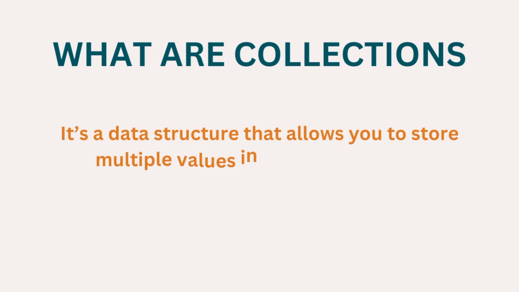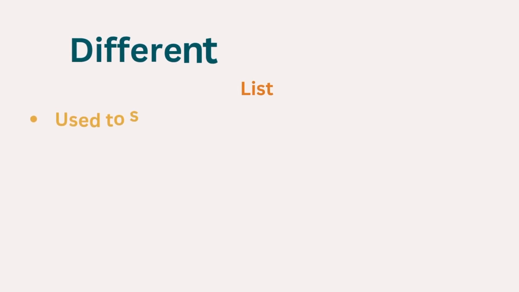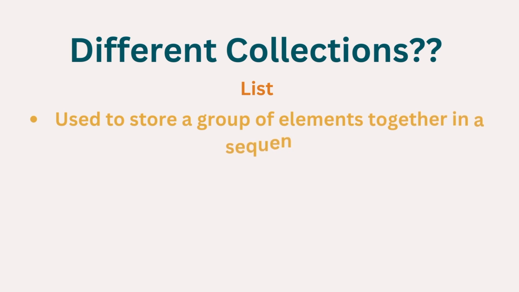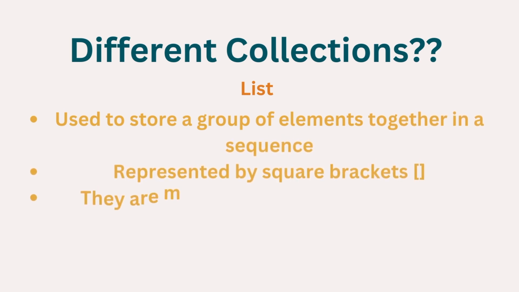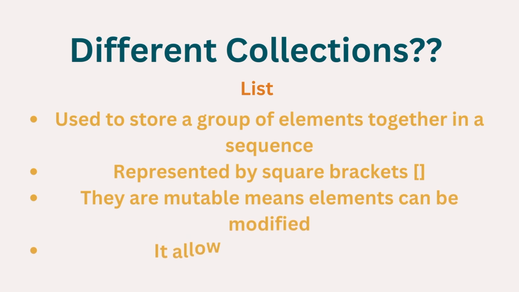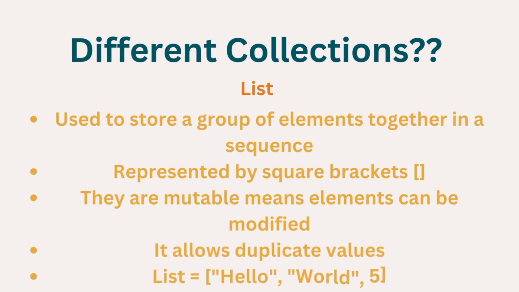Now coming to the last part of this video, which is collections. Collections is basically a type of data structure that allows you to store multiple values in a single container. As we are talking about different types of collections, let's start with list, as list is the most common one. Lists store elements in a sequence. They are mutable, which means the elements can be modified, and they are represented by square brackets. One drawback is they can have and allow duplicate values.